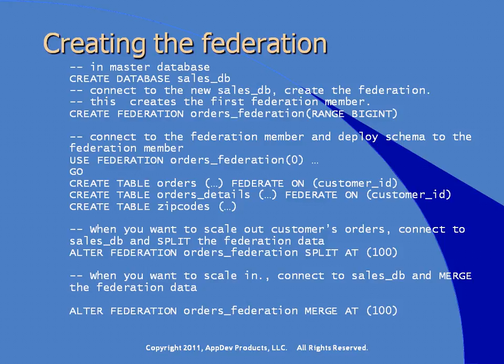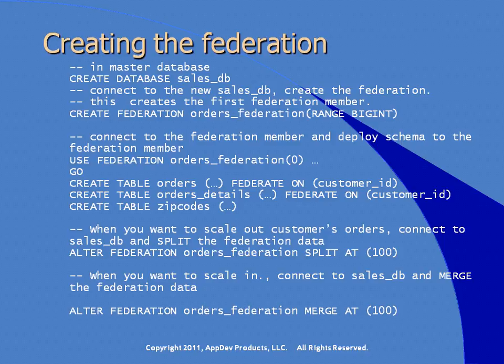Once you've created your federation, you use that federation to create your tables. For example, create table orders, federate on customer ID. Create table orders details, federate on customer ID. Create table zip codes, and since in zip codes we're not specifying the federate on, this becomes a lookup table. The key here in federating and sharding is that you need to somewhat denormalize your database such that customer ID needs to go in the tables that you want to federate on.